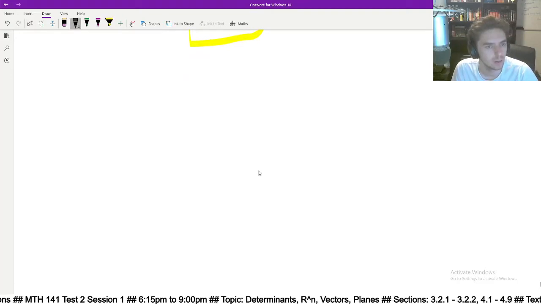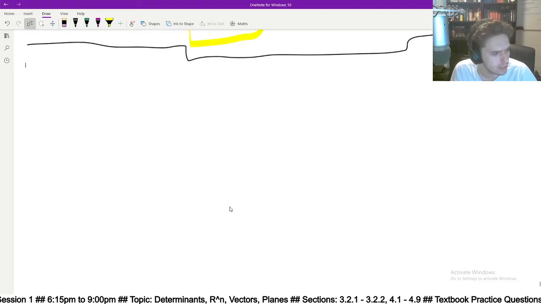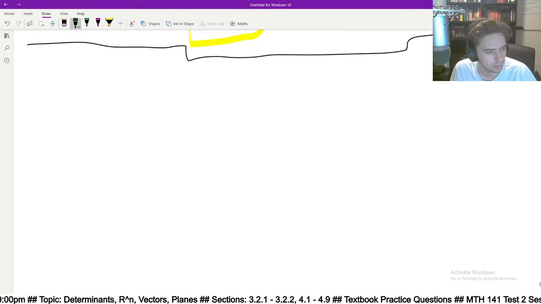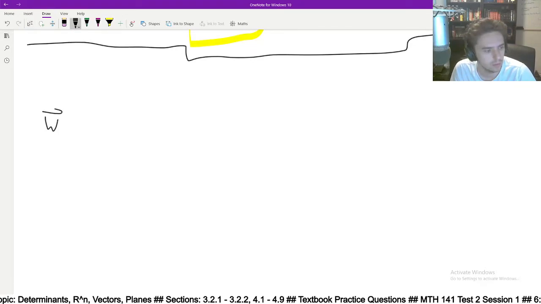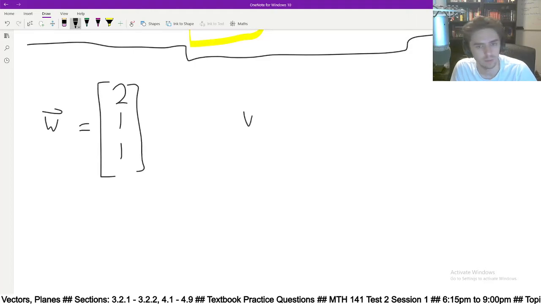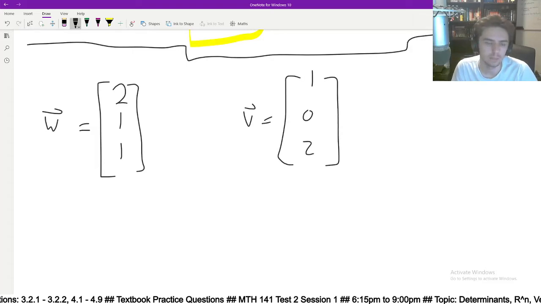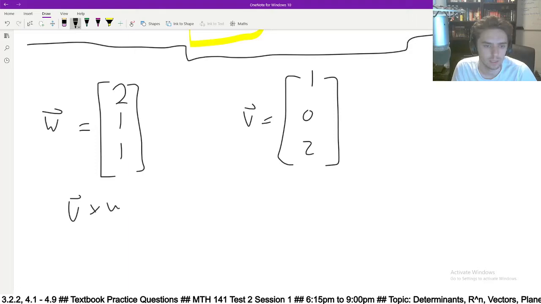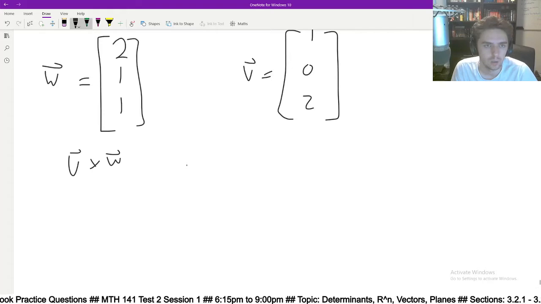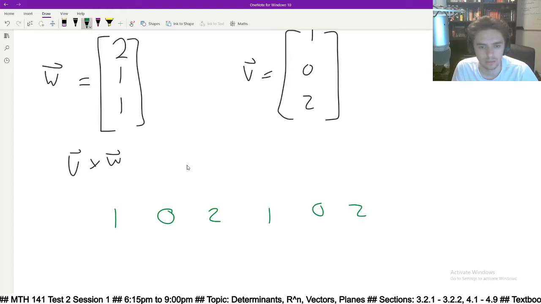Yeah, so here, I'll do one slower. Let's say I'm trying to cross these two. I'm going to make up some better vectors, from a different question. Let's say w is 2, 1, 1, and v is 1, 0, 2. I'm trying to find v cross w. Probably should have said w cross v, but it's fine. So I write my first one, 1, 0, 2, 1, 0, 2. I write it twice.